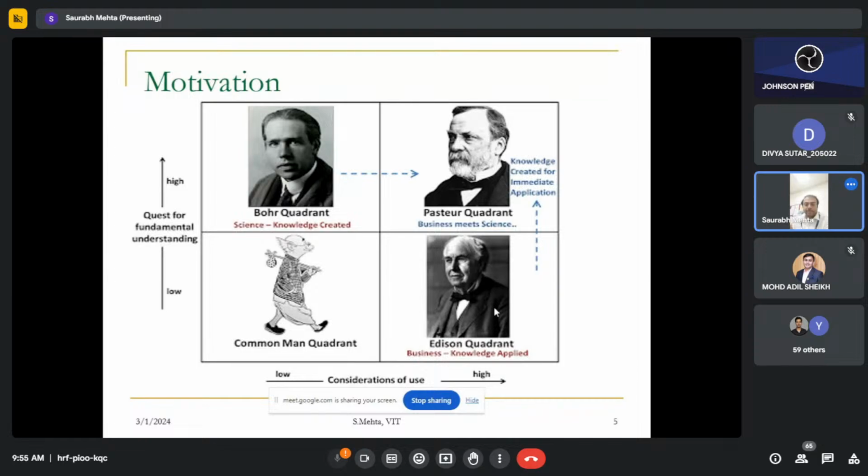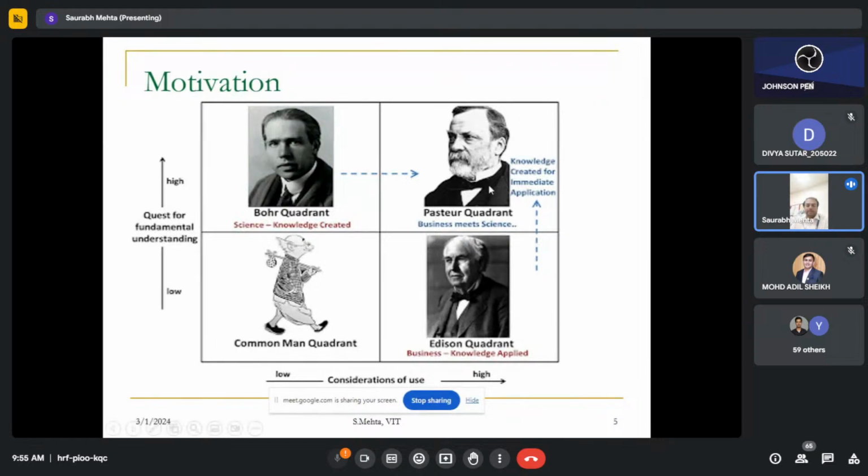Can anyone tell me which company he has established? So he established General Electric, right? General Electric, GE in short. You might have seen many ads related to GE, and he established this company. It is still running, considered one of the top companies making so many different kinds of products, right? So if we go a little above him, you can see that there is a Pasteur quadrant, right?